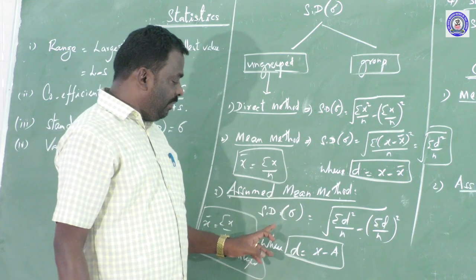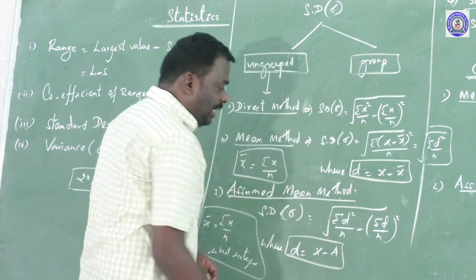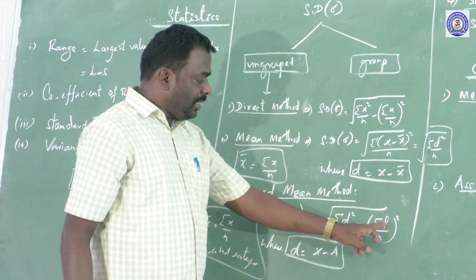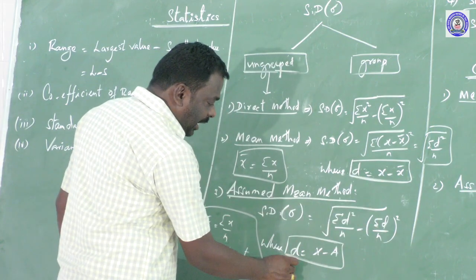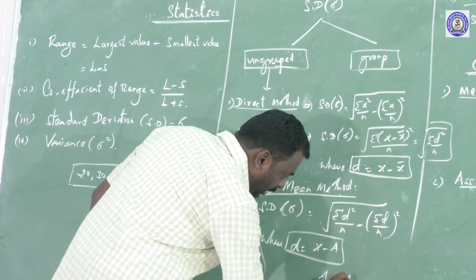For this assumed mean method, we apply standard deviation sigma is equal to the square root of summation d square by n minus (summation d by n) whole square. Here d equals x minus a, where a is called the assumed mean.